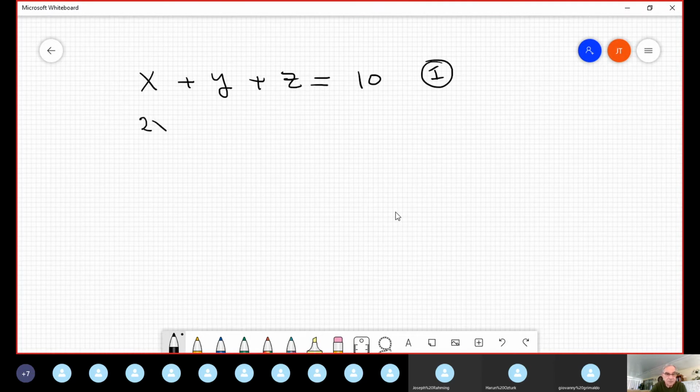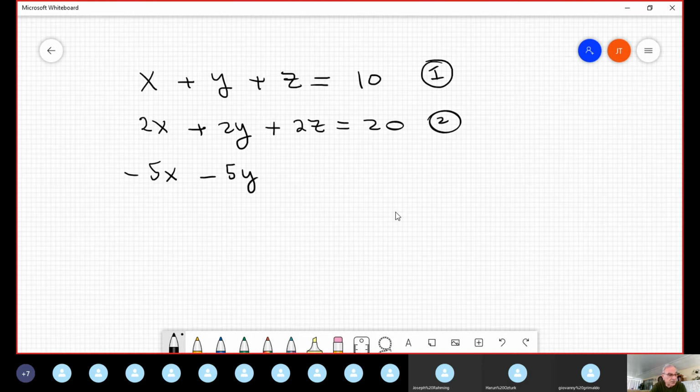2x plus 2y plus 2c equals 20. This is equation 2. And this is negative 5x minus 5y minus 5z equals minus 50. This is my system. I need to solve it. Of course, I don't want to solve it because it's elementary.